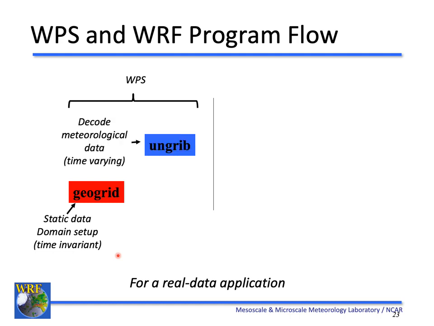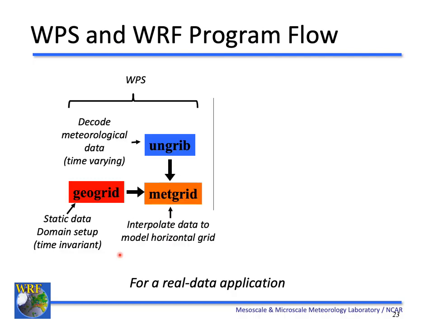Program UNGRIB decodes and reformats meteorological data from another model. And the data processed here typically varies with time. For example, atmospheric temperature and winds come from this program. Program METGRID takes the domain information from GEOGRID and the data from UNGRIB and interpolates it onto the model domain. This interpolation is only horizontal.